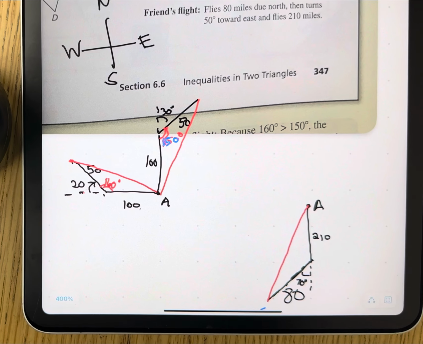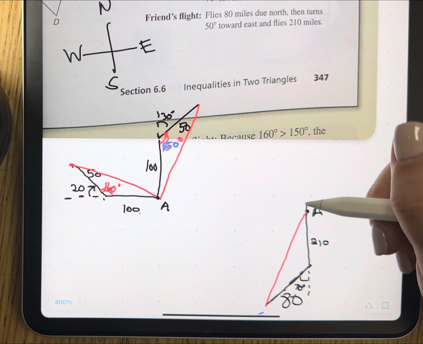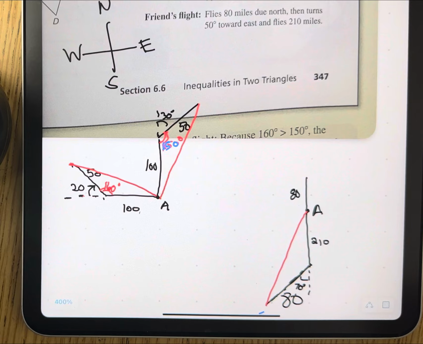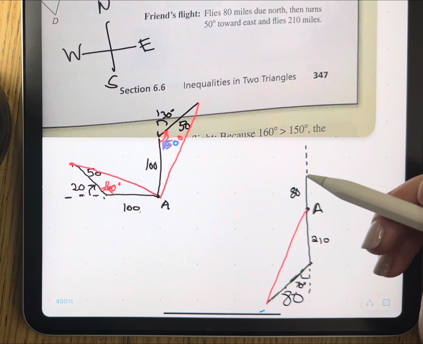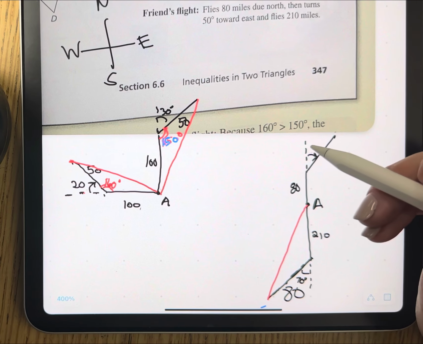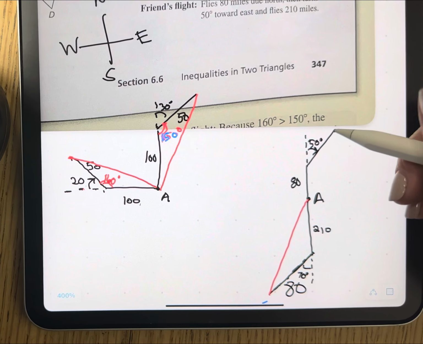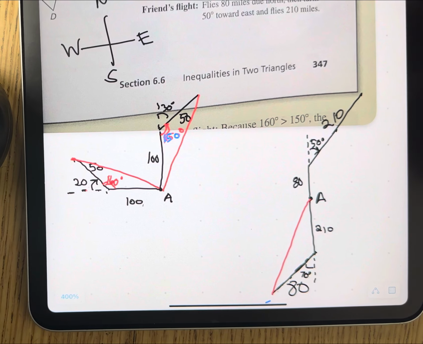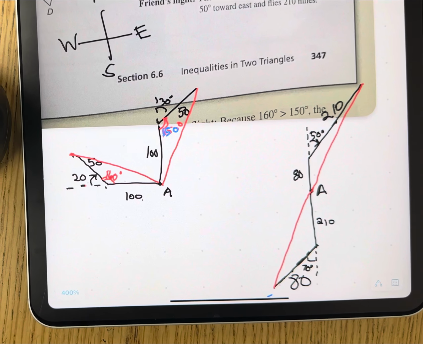And then my friend's flight leaves the same airport. It goes 80 miles north. And then it turns 50 degrees towards the east, which is the right. It turns 50 degrees that way. And then it travels 210 miles. So now my friend's flight is that far from the airport.